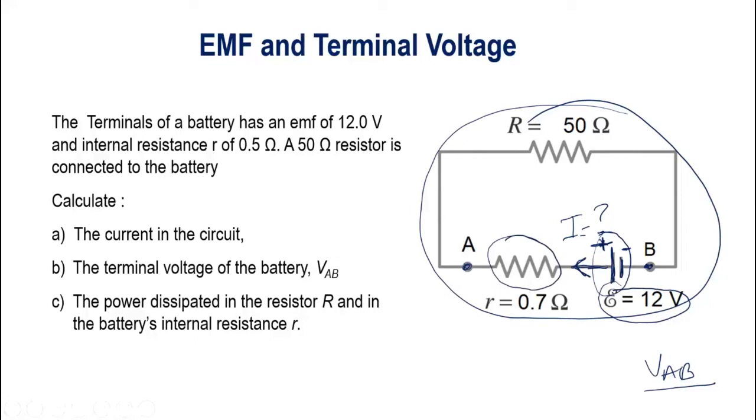We are looking to find how much current passes through it. Then the difference of potential between A and B, which is the terminal voltage of the battery. And also we need to look for how much power is dissipated in the internal resistance and the resistor R.